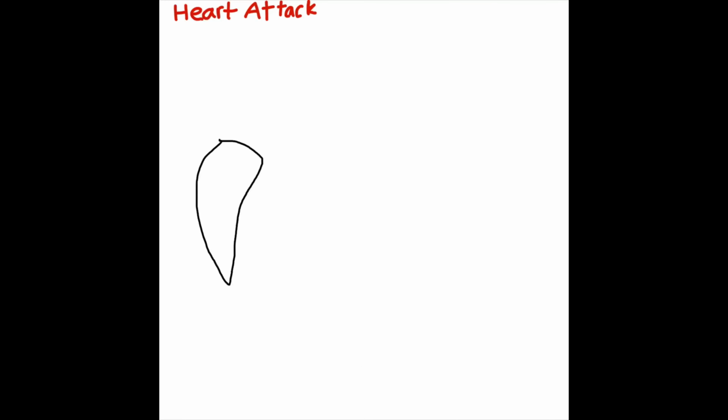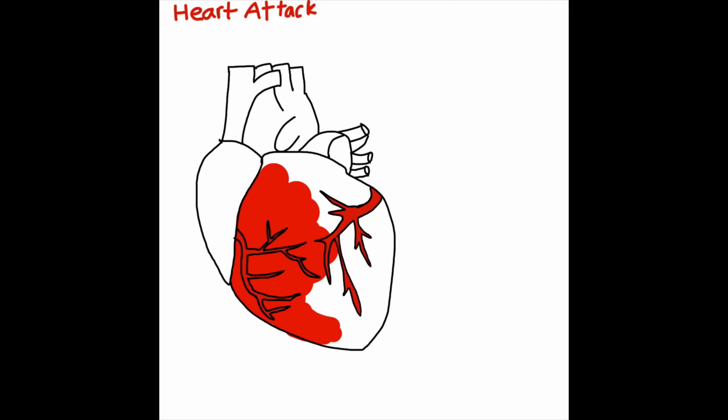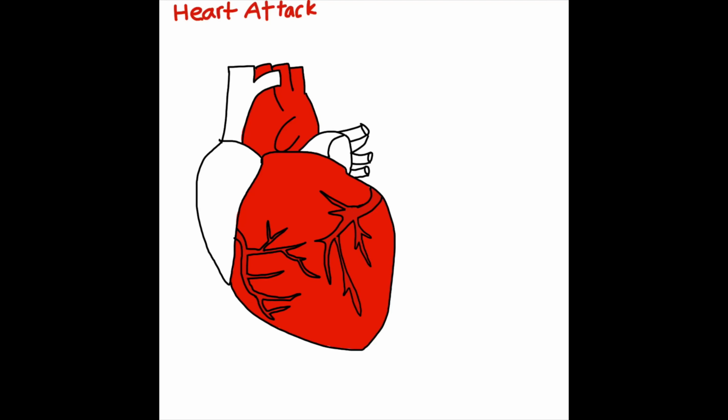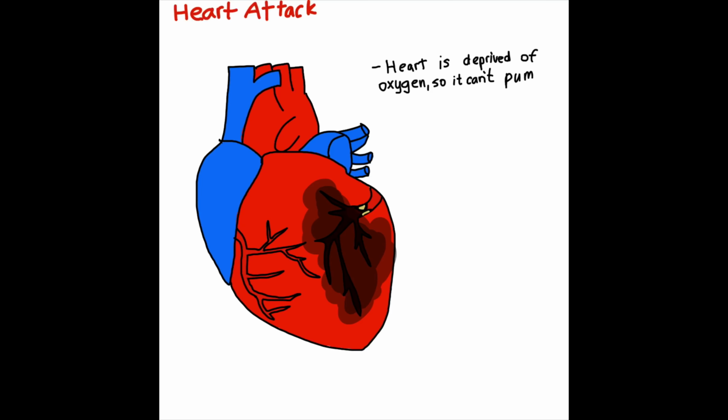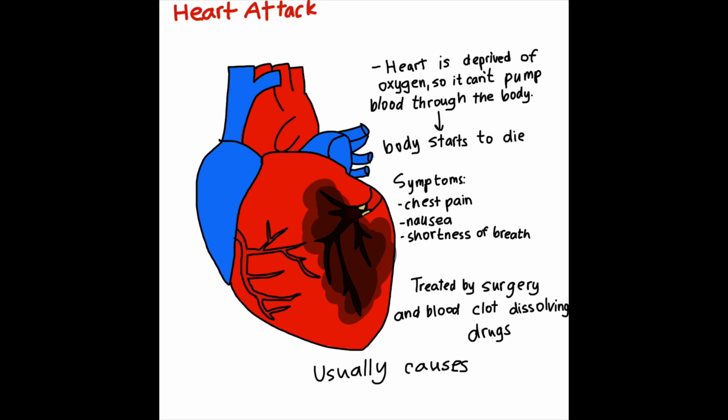Heart attack is a disease that affects the blood vessels that supply blood to the heart. These blood vessels are very important because the heart, like any other organ of the body, needs oxygen in order to function. In fact, the heart performs one of the most important functions of our body, so it's very vital that it receives enough oxygen to function. When the heart is deprived of oxygen, it stops pumping blood to the body, causing the rest of the body to slowly die. Some symptoms of heart attack include chest pain, nausea, and shortness of breath. A heart attack can be treated by surgery and blood clot dissolving drugs, but it often ends in death or impaired cardiovascular health.